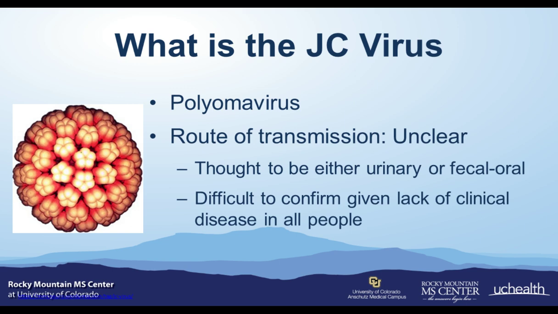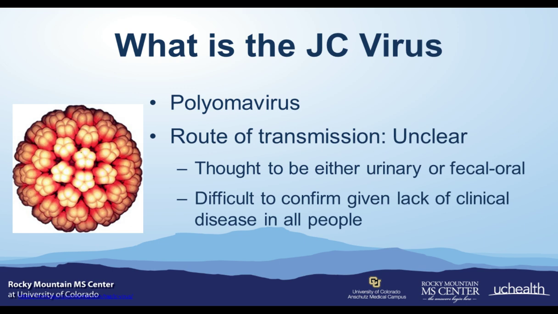So what is the JC virus? It's something called a polyoma virus, which for all intents and purposes isn't necessarily relevant to this discussion, but it's a type of virus that's primarily composed of DNA. Why that's important is because we're not 100% certain of how someone gets this virus. So the route of transmission is unclear. The two main thoughts as to how one gets the virus are either urinary or through the fecal-oral pathway.